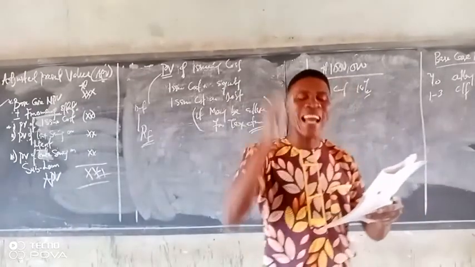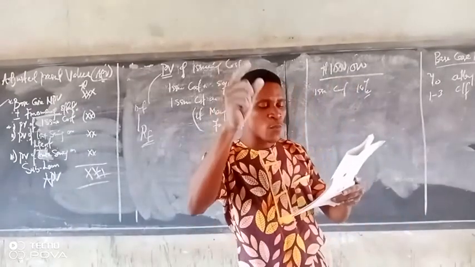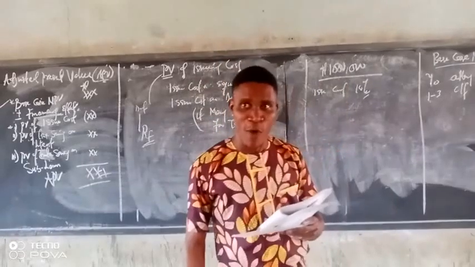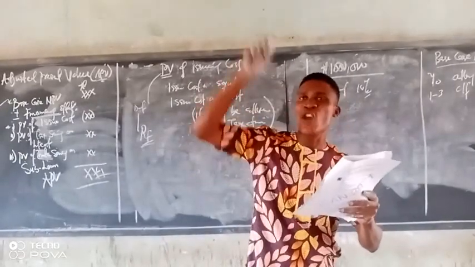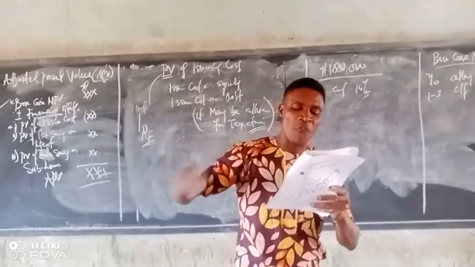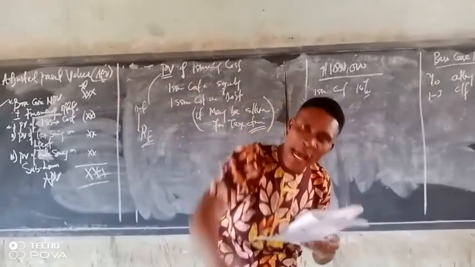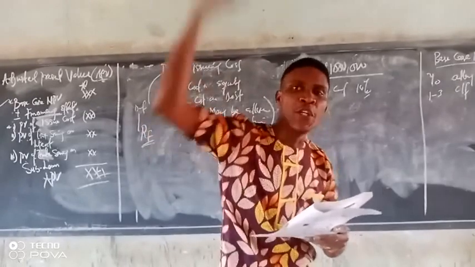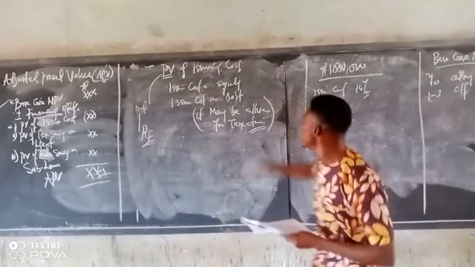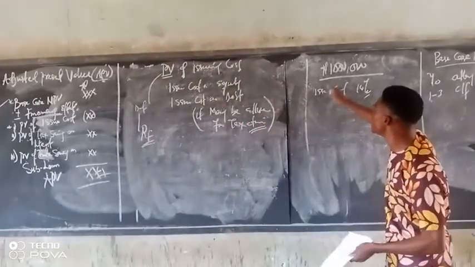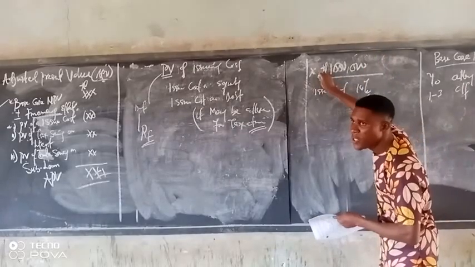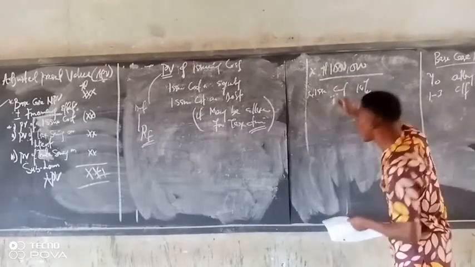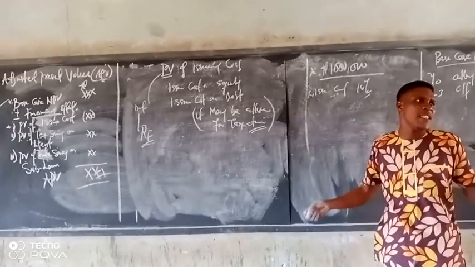If a company plans to raise new capital to finance a project, it will want to raise enough capital to finance the project after paying for what? For the issue cost. So if you need 1 million naira, you must be able to raise a fund that will cover the amount you need and that will also pay the issue cost. Then how do you do that? Very easy.